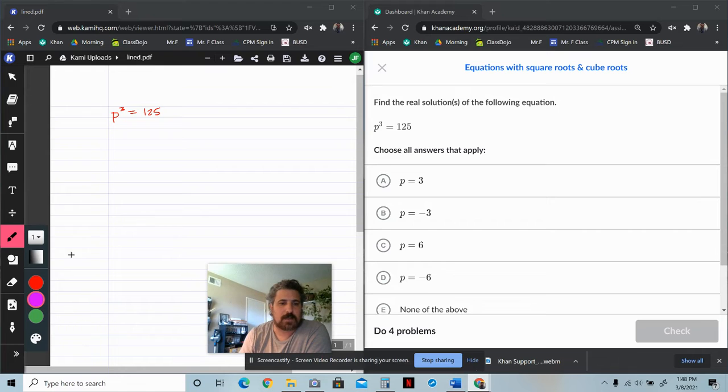Let me move myself over a little bit. So you take the cube root of both sides: the cube root of the left side of our equation and the cube root of the right side. That gives us the value of p, because the cube root undoes to the third power, just like the square root undoes to the second power. So p is now equal to the cube root of 125. And the cube root of 125 is what number times itself three times equals 125, which is 5. So the answer here is 5.